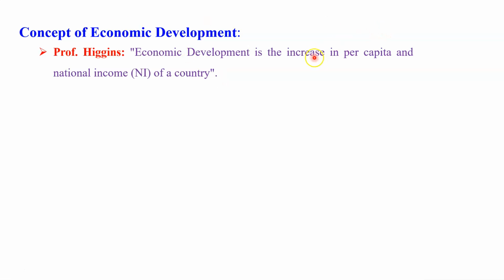So this is a very simple definition: economic development is the increase in per capita income and national income. In any country, when the people's per capita income increases from low income to high income, and the national income of that country also increases from low income to high income, then this process, the shifting of a country from a low economic stage toward a high economic stage, is known as economic development according to Professor Higgins.